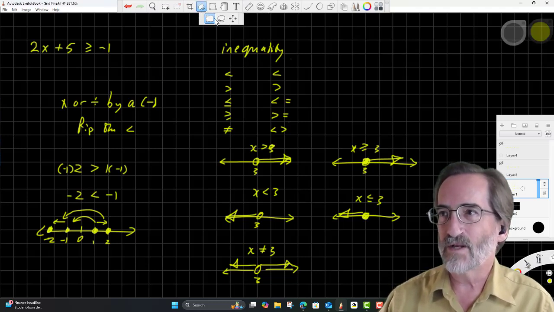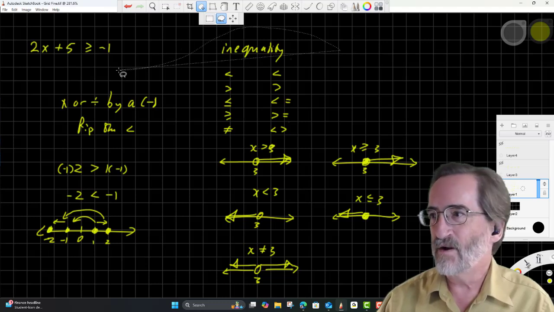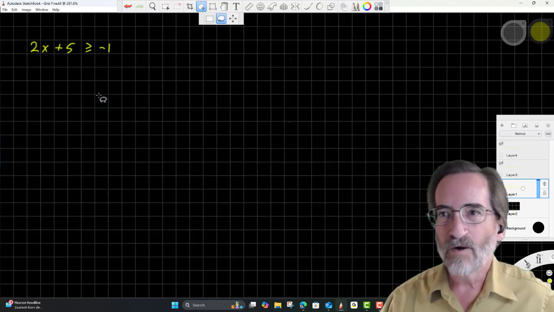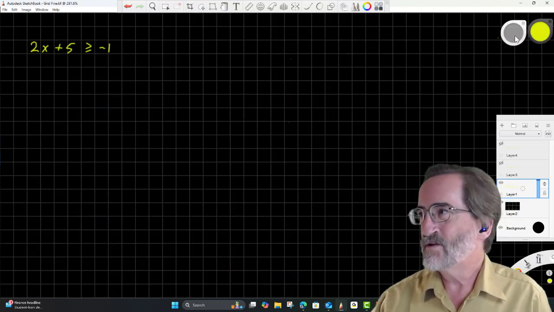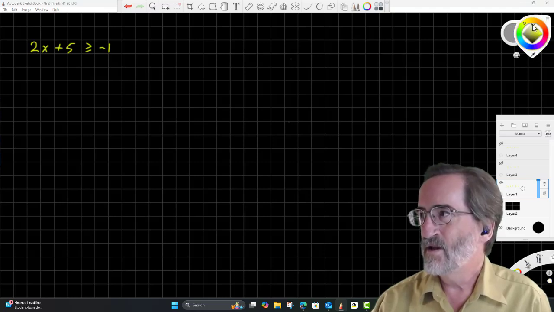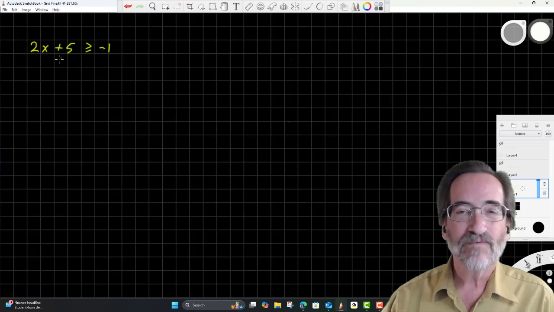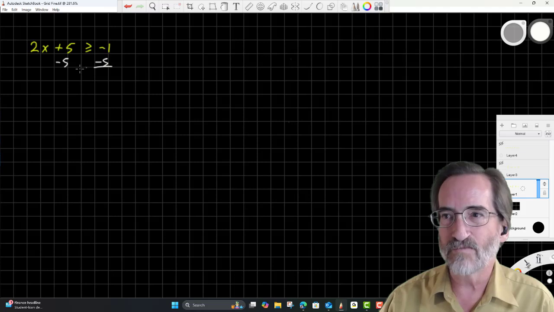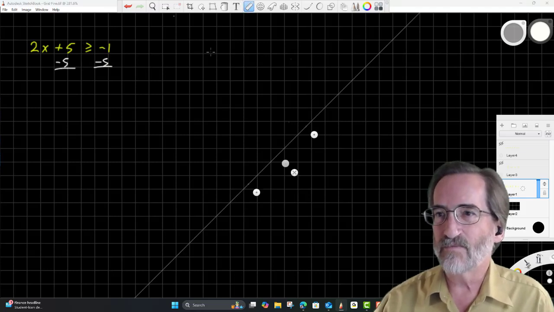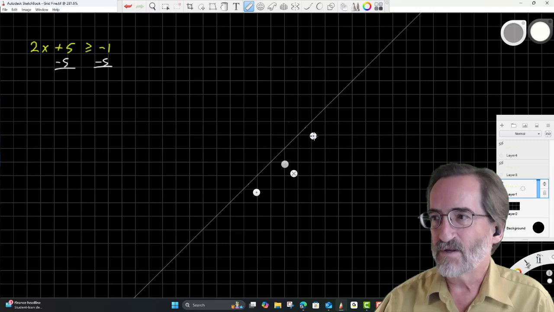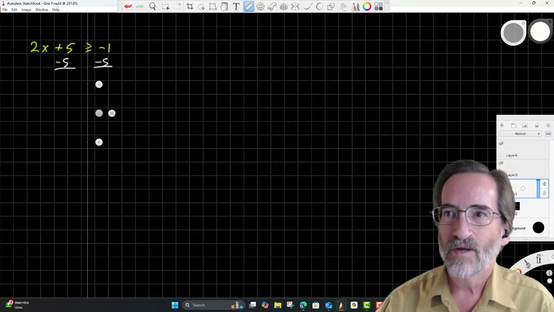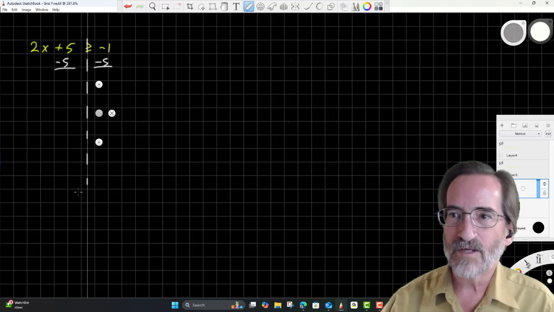And let's go ahead and do a few examples. All right, here we go. So we peel the onion, right? Work from the outside in. We're going to get rid of the +5 because it's further from the x. Opposite of +5 is -5. Do it to both sides. Do the same thing to both sides, right? Because we're using the equation principle, which is balance. Anything you do to one side, you do to the other, of the inequality symbol in this case.